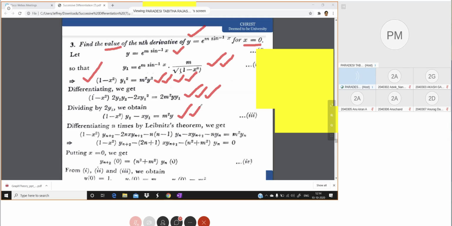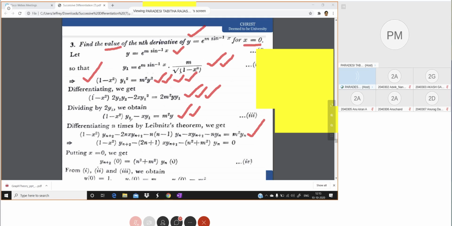Now let's see whether Leibniz theorem can be applied. Look at the left hand side, 1 minus x square into y2. I have a 1 minus x square, I have a y2. Yes, I can apply Leibniz on the first term. Come to the second term, I have an x, I have a y1. I can apply Leibniz on the second term, because Leibniz is about product of two functions. Right hand side is just one function y, and if I differentiate n times, straight away my right hand side gives me m square yn, because it's the nth derivative that we're trying to find using Leibniz theorem.